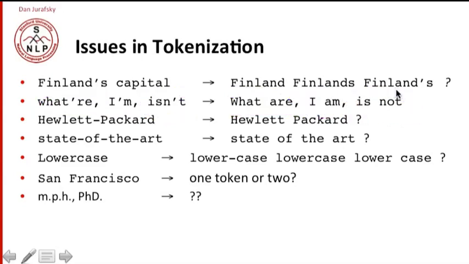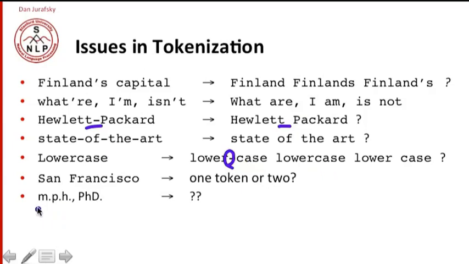How about Hewlett-Packard? We have to decide whether words like Hewlett-Packard are going to be represented with a dash or with a space. The same is true with phrases like state of the art. We'll have to decide for words like lowercase, should they have a dash? Should they have no dash at all? Should they have a space? We talked about the issue of San Francisco. And then issues with periods become a huge issue.